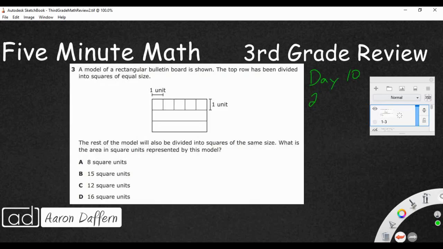So let's take a look at area. That's what we're going to be looking at today. Just two small problems, both dealing with area. So we have a model of a rectangular bulletin board as shown. The top row has been divided into squares of equal size. So you see we've got 1, 2, 3, 4, 5 across here. The rest of the model will also be divided into squares of equal size. What is the area in square units?